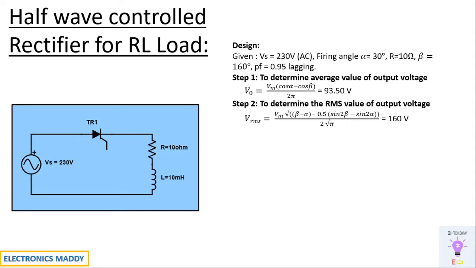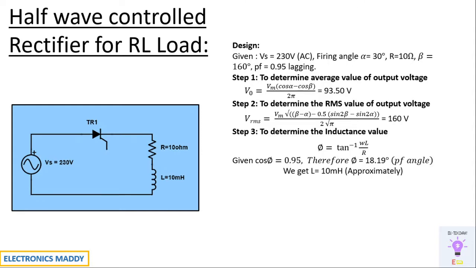Once we have found the average value and RMS value of output voltage, our next step is to determine the inductance value. How do we find that? Phi is equal to tan inverse of omega L by R. Consequently, cos phi is given to be equal to 0.95, and we'll be finding the value of phi, that is 18.19 degree, which is basically the power factor angle. So substituting and solving, you'll be getting an inductance of 10 millihenry.